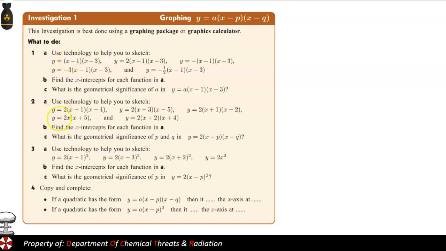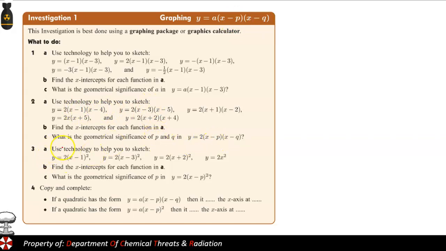Then it says sketch these graphs. So (x − 1)(x − 4), (x − 3)(x − 5), and so on and so forth. Find the intercepts again. What is the significance of the p and the q? Just to remind you, p and q is up here. These are our intercepts. So the −p, −q, what's changing between these?